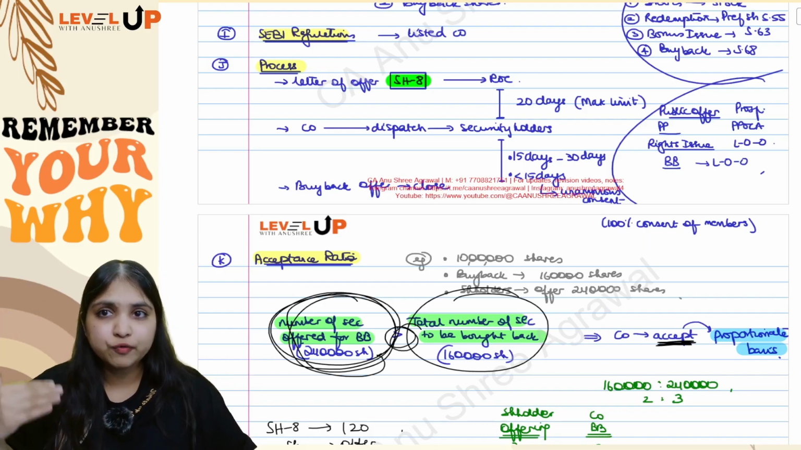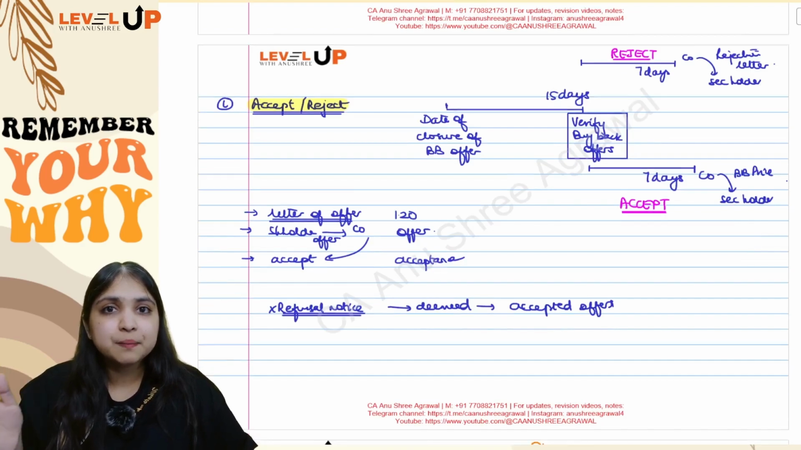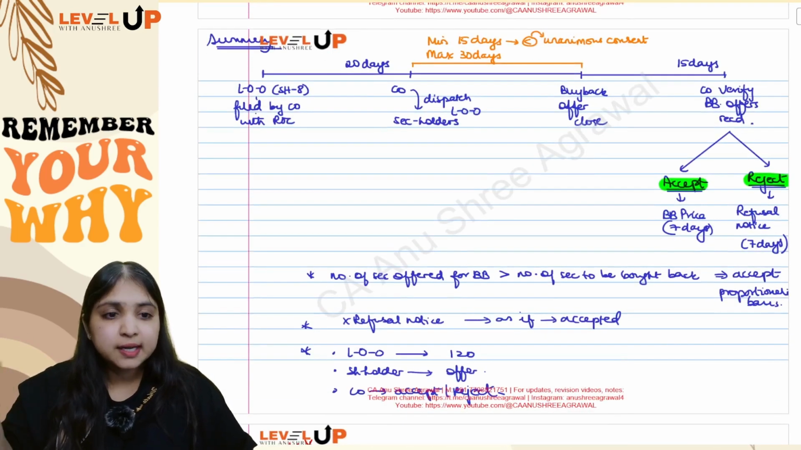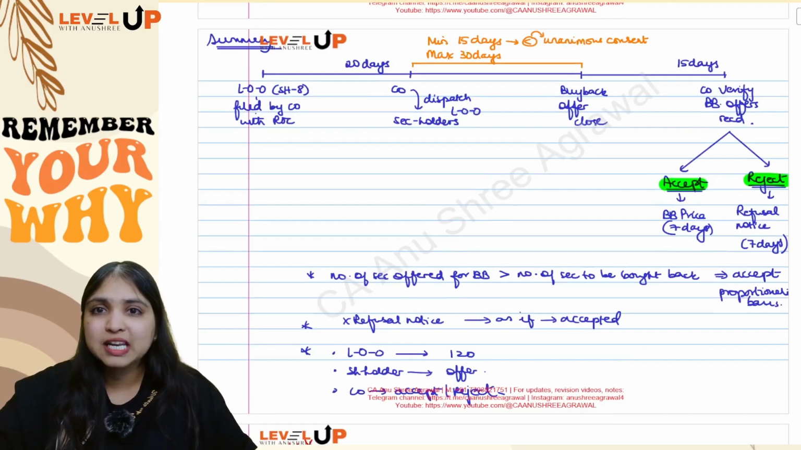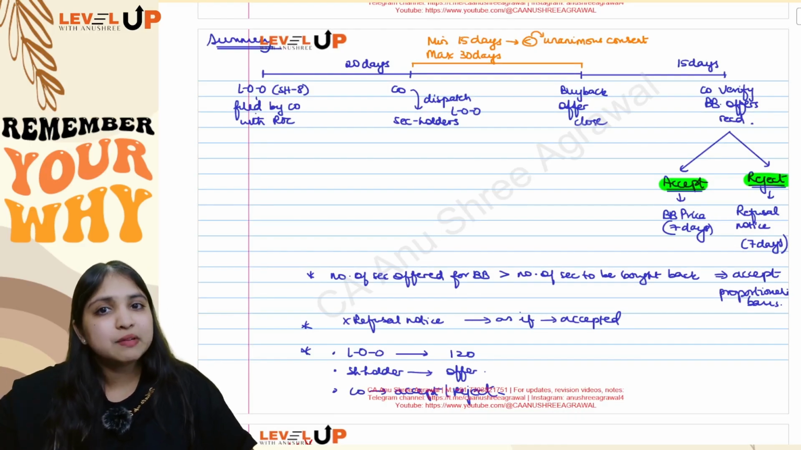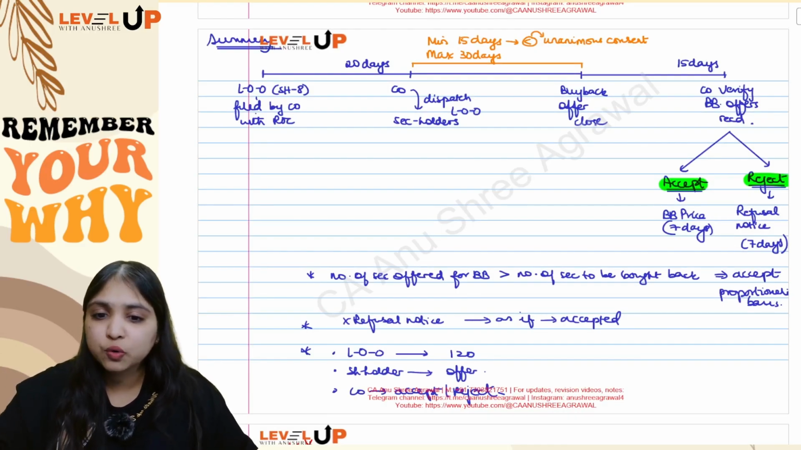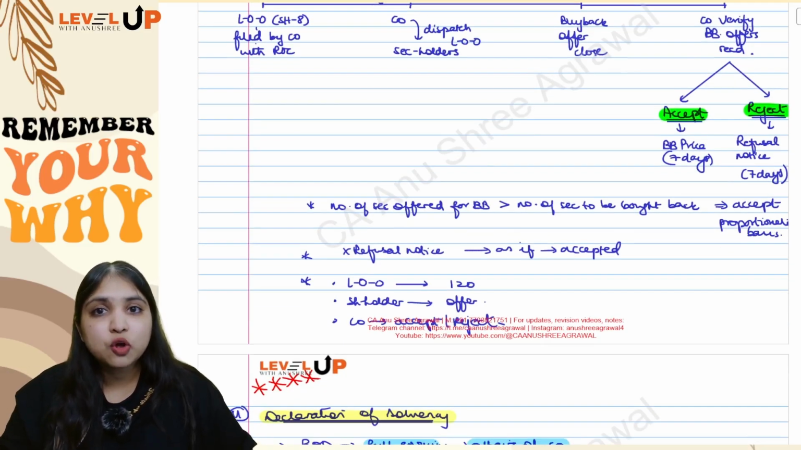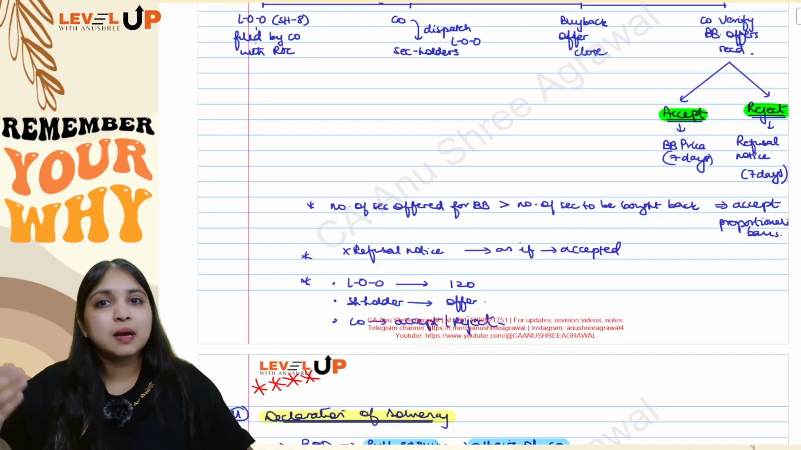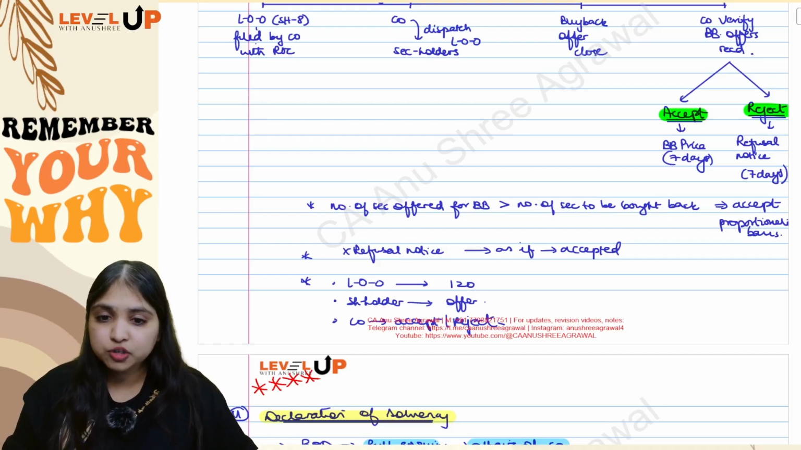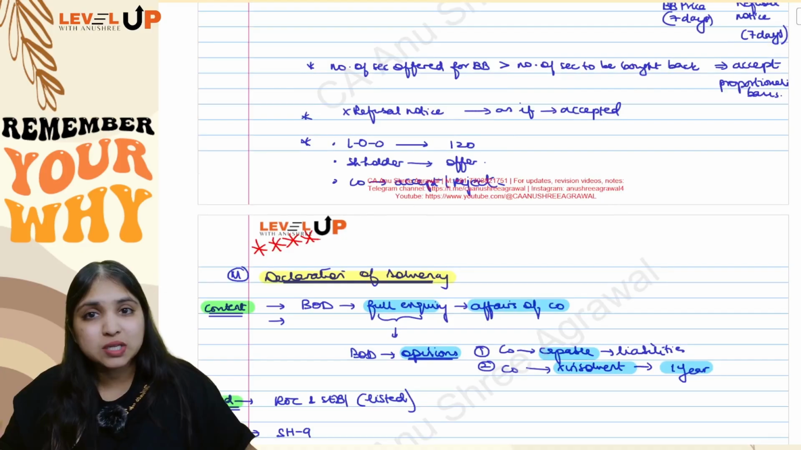Once the period is over, within the next 15 days, the company will verify the buyback offers received. Either the company will accept your buyback offer and give you the buyback price within 7 days, or the company will reject the buyback offer and give you the refusal notice within 7 days. Then if the number of securities offered for buyback is more than the number of securities which the company wants to buy back, then the company will accept your shares offered on a proportionate basis. Then we learned if we don't get a refusal notice, it means the company has accepted the buyback offer.